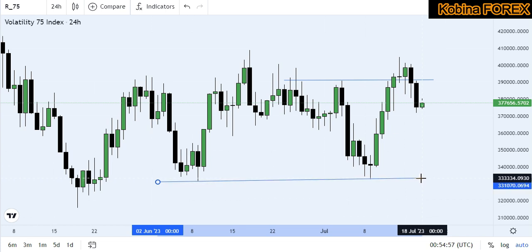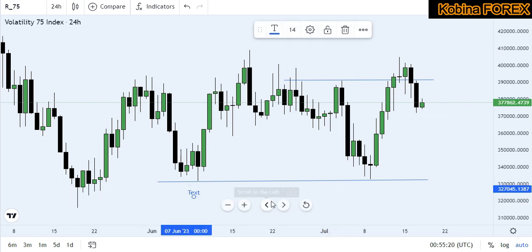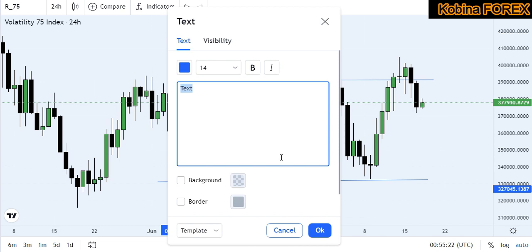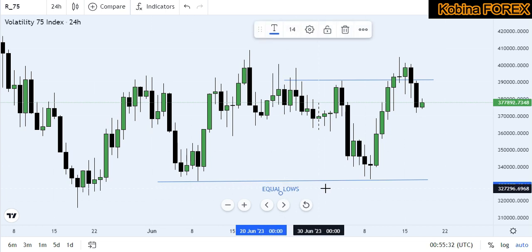This equal lows resting below this area. Whatever price does, I'm looking at if price should fail inside this or trade below this area that I'm considering as my breaker. I'm looking for price to sweep in here, and then consequently sweep below these equal lows. So we have this equal low resting below this area.